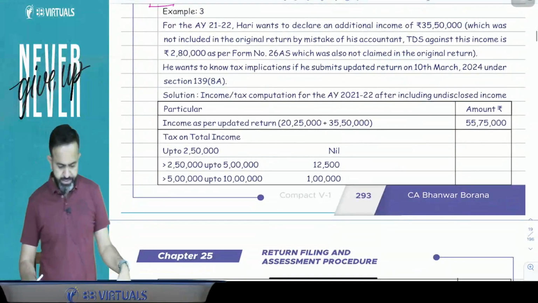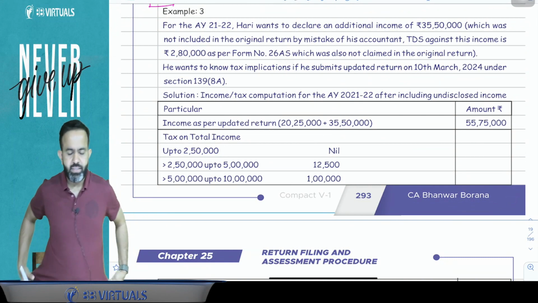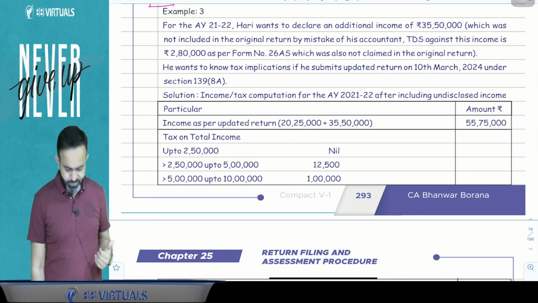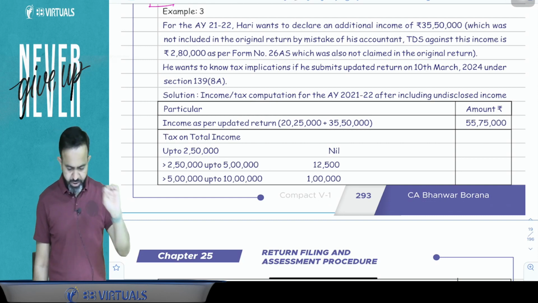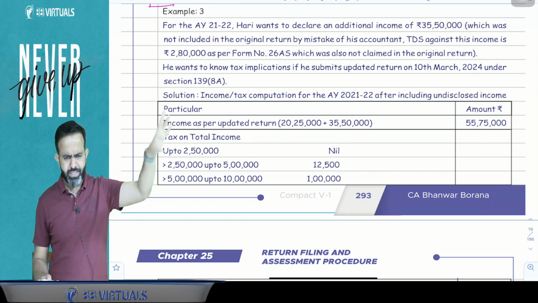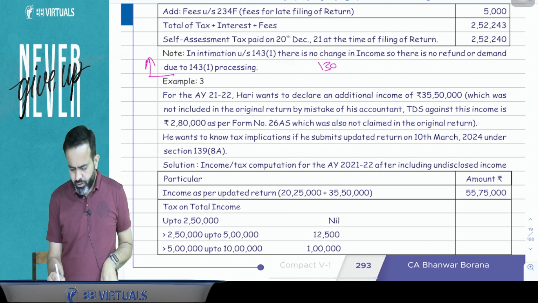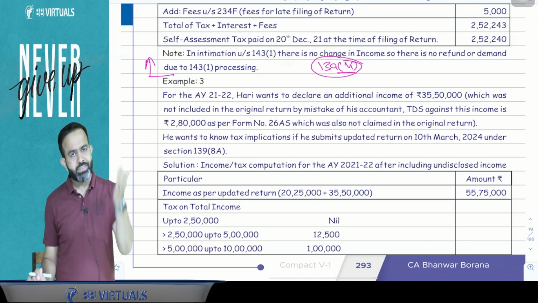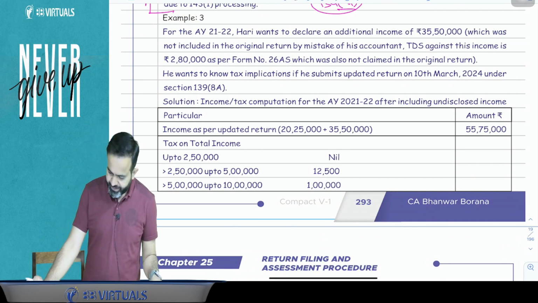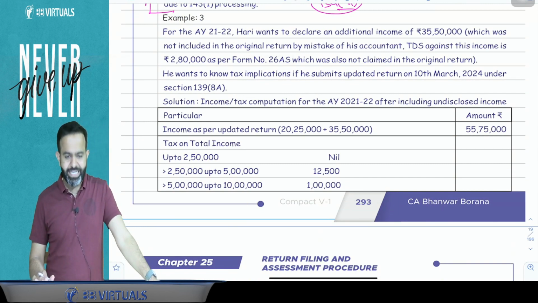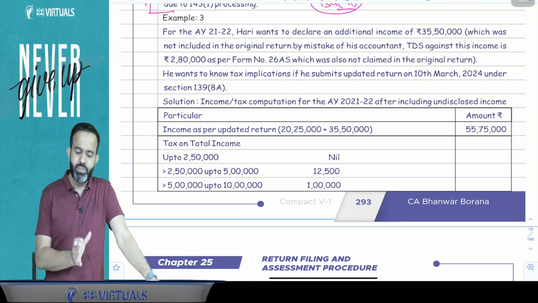Now guys, example number 3 is very interesting. It is in continuation of example number 2. Example number 3 says that for assessment year 21-22, the assessee already filed the return earlier under section 139(4). Now he wishes to file the return as an updated return under section 139(8A). Can he file so? And what will be the additional tax and all?